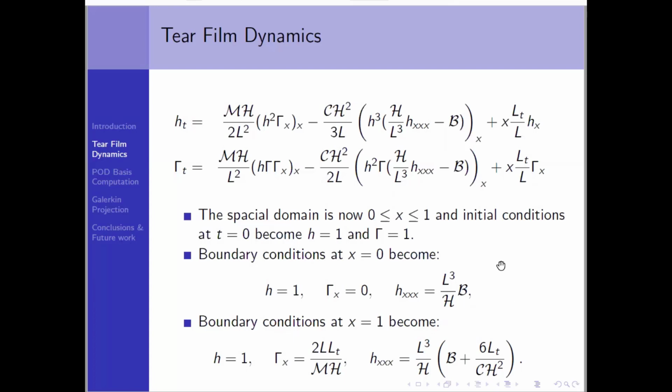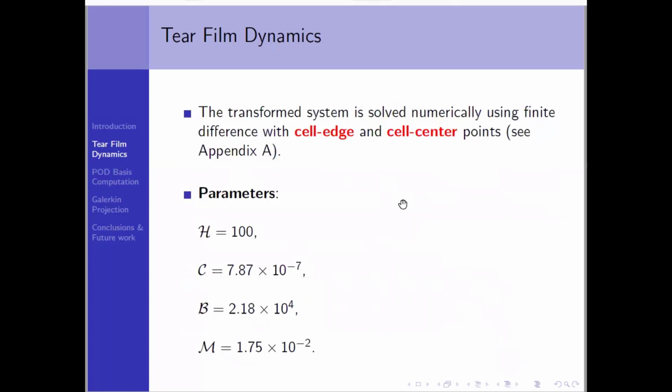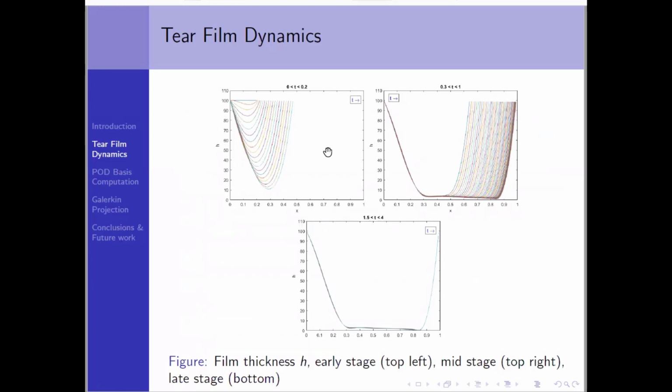This is a numerically challenging problem because we have a fourth order of nonlinearity here, and a fourth order spatial derivative also here. This is the third, and this is the fourth one. We used the finite difference method with cell edge and cell center points technique. Our colleague Steve Weiss from the University of Tennessee helped us with this. We used these values of the parameters, and these are the results of the simulation.